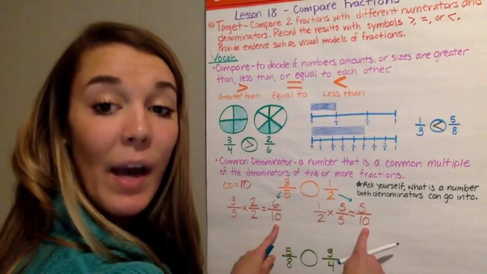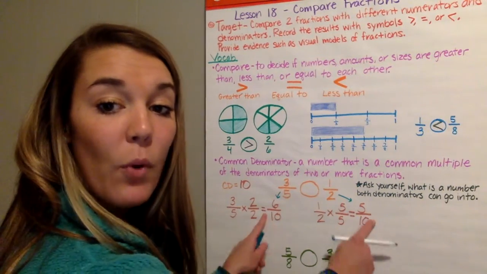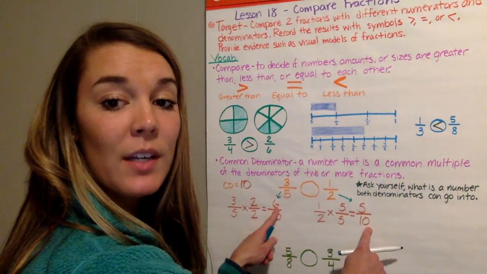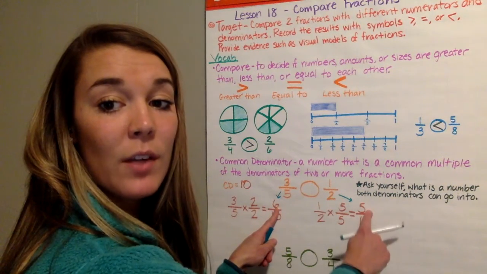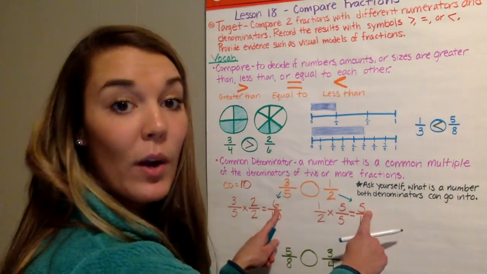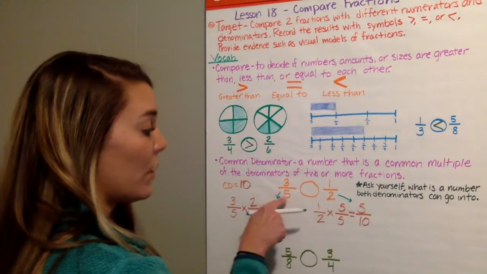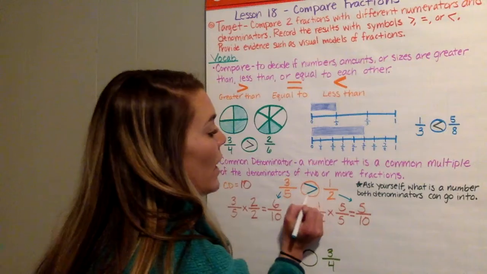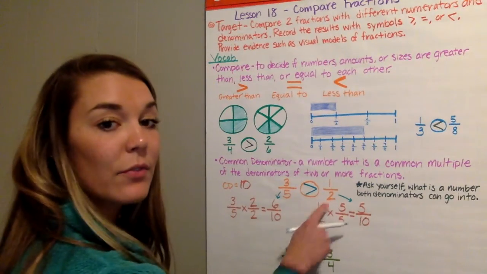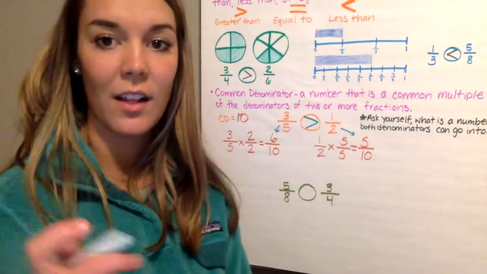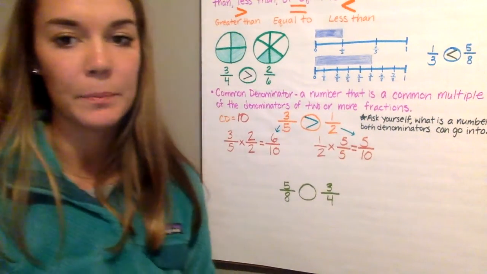Now do you see how I can compare these? They're both showing tenths. They have 10 equal parts. In this one, 6 are shaded. In this one, 5 are shaded. So which one is greater? This one is greater, which means 3/5 is greater than 1/2. Okay? It's going to get easier, okay? It's a little confusing at first, but you'll get it.